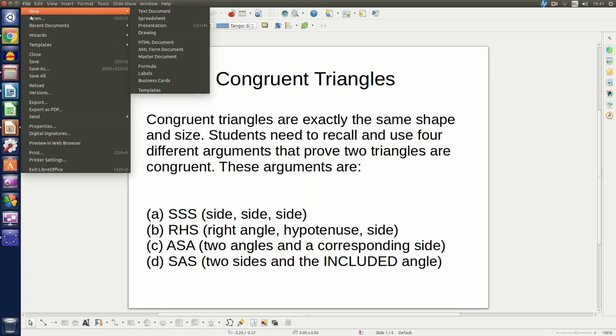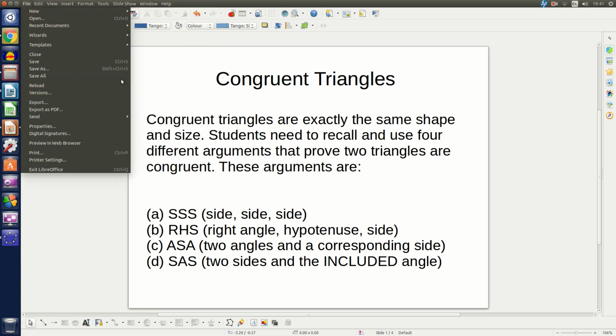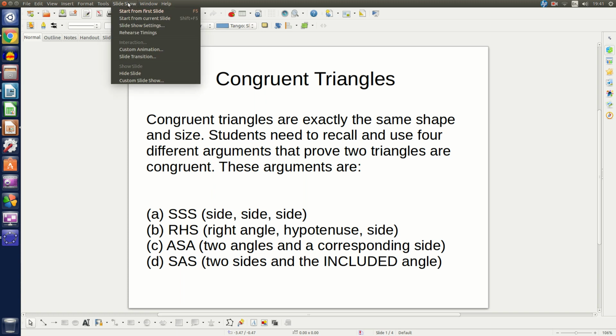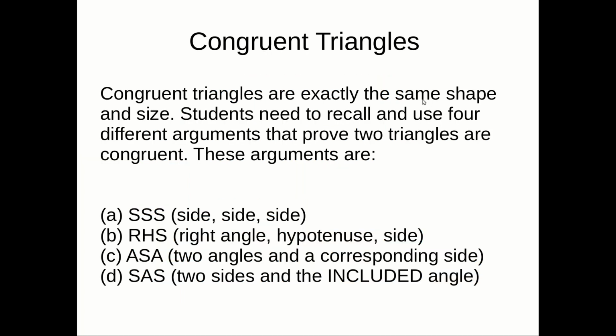Hello and welcome to another presentation on congruent triangles, congruent proofs and similar solids. Now we're going to be looking firstly at congruent triangles. Congruent triangles naturally are exactly the same shape and size. They're to be contrasted with similar triangles, which are exactly the same shape but not necessarily the same size.